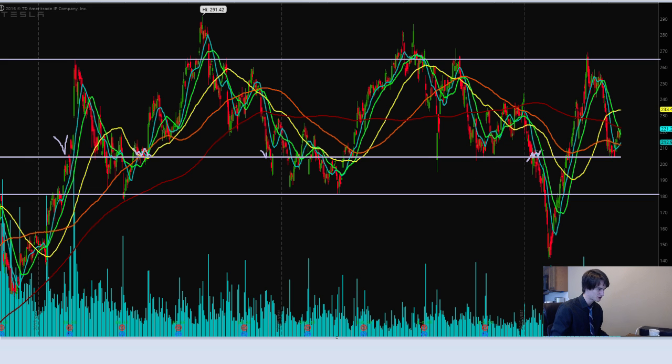Here, it was acting as resistance once the support was broken. And then here, once again, resistance once the support was broken. But what's really neat is you can see it was resistance right here. And then right over here, it became support because our candles literally bounced right off it.